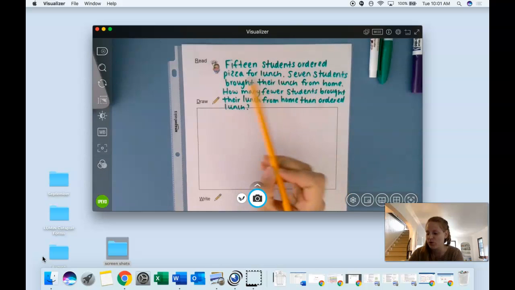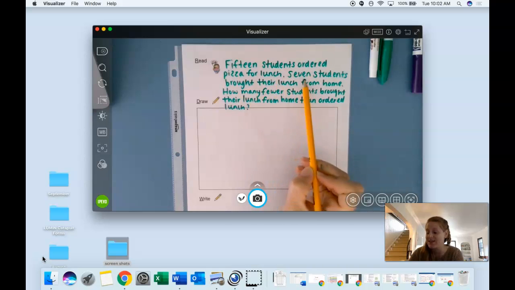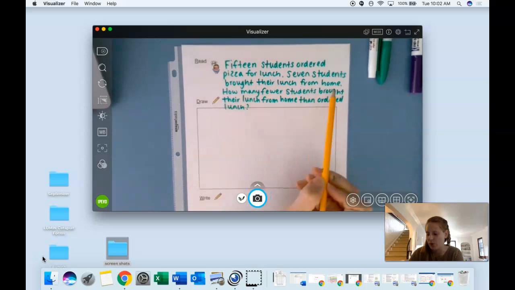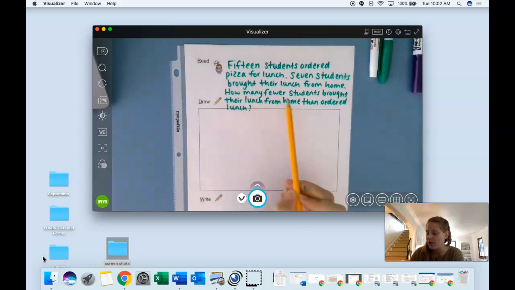15 students ordered pizza for lunch. 7 students brought their lunch from home. How many fewer students brought their lunch from home than ordered lunch?